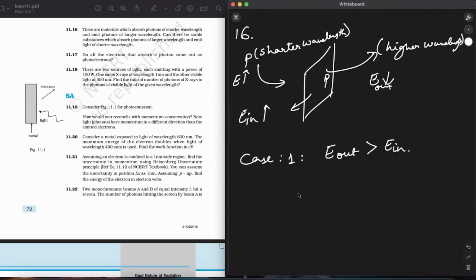Okay. In the second case, the energy of the incident photon is low for the substance, which has to absorb photons of larger wavelength. Because the wavelength is large, the energy will be low, and the energy of the emitted photon is high to emit light of shorter wavelength. This means that the material has to supply the energy for the emission of photons. Let me just put it simply to you, and emit light of shorter wavelength.